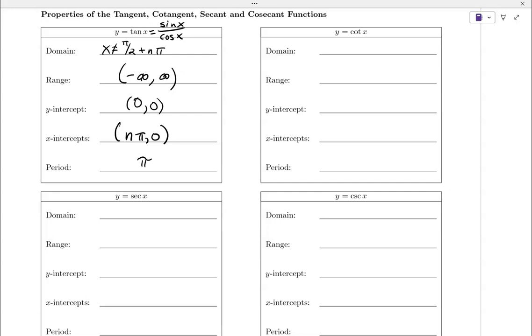So those are the important pieces of information for tangent. Can't plug in odd multiples of pi over 2. Range is all real numbers. Crosses the y-axis at the origin. Crosses the x-axis every multiple of pi, and the period is pi.